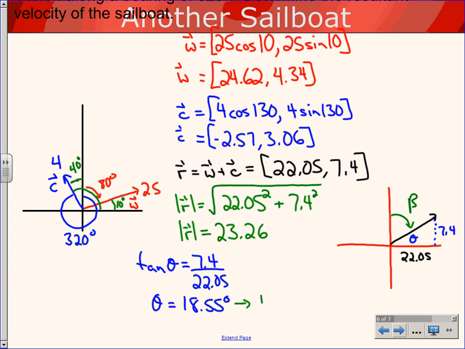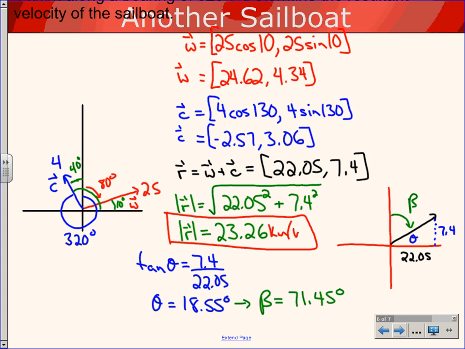But now that I've got theta, I can get angle beta at the top just by subtracting from 90. It's 71.45 degrees. And now I've got an answer. I've got a magnitude of 23.26 kilometers an hour on a bearing of 71.45 degrees. Okay. And there's our answer, that's done.